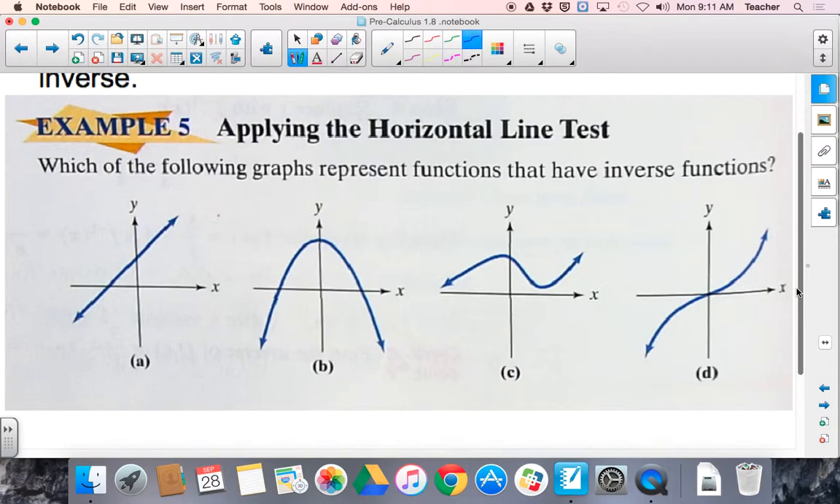All right, you should know that A is a function and the inverse is going to be a function. B is a function, but the inverse is not. And the reason why is if I draw a horizontal line, there is a spot where I hit the graph twice. Again, C is no, because if I draw a horizontal line here, I hit my graph 3 times. But then D is going to be a function along with its inverse, because every horizontal line I draw is only going to touch my graph once.